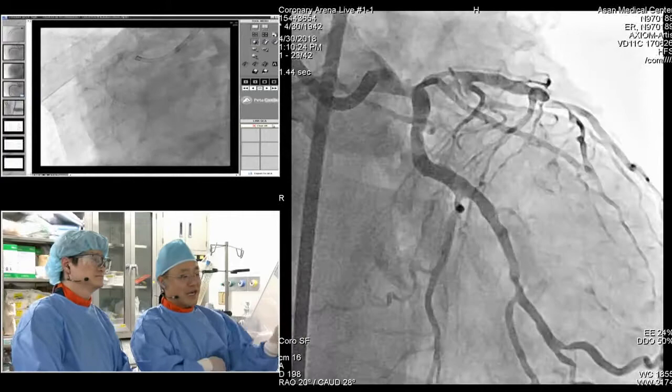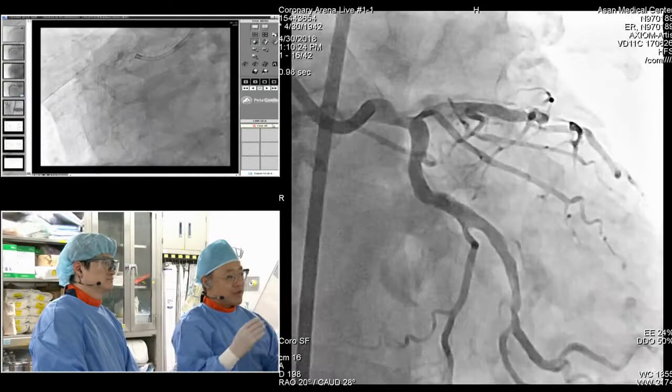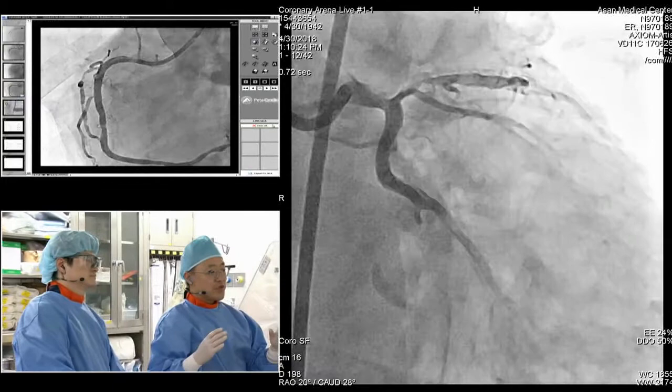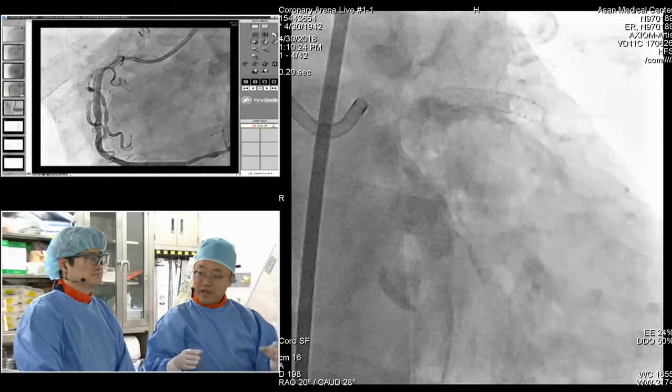This is looking at the RAO caudal view. We easily find that the distal left main looks like ulceration and rupture, and the circumflex ostium is a wide angle. Looking at the distal part of the circumflex, there was some disease but not significant. Fortunately, we just focus on the LAD and left main.